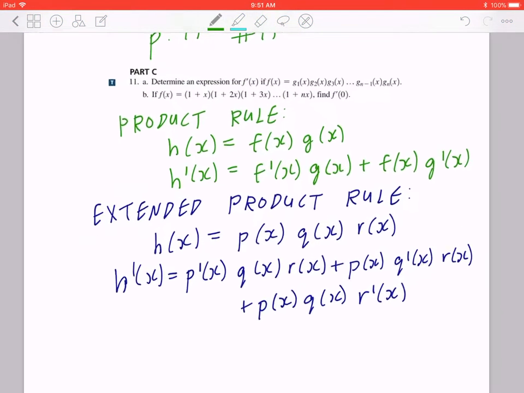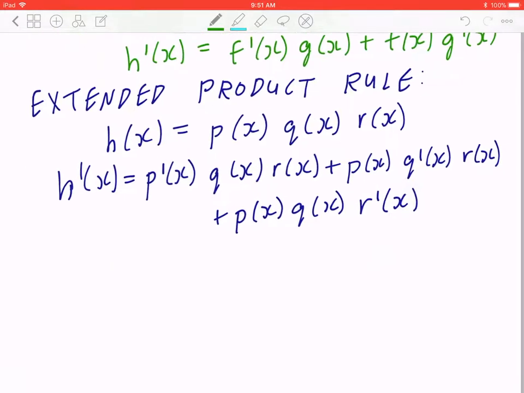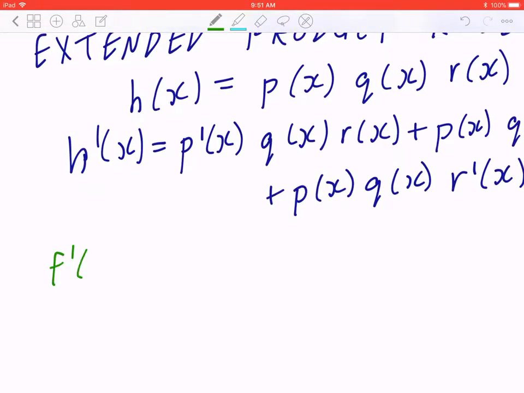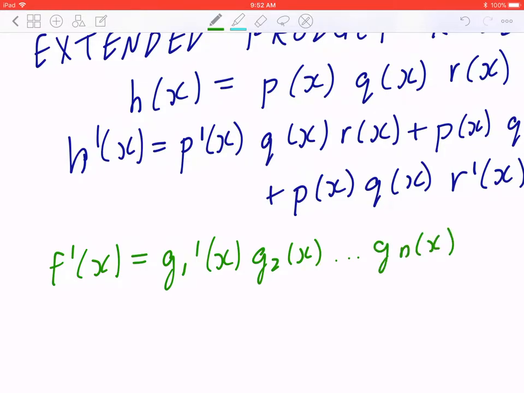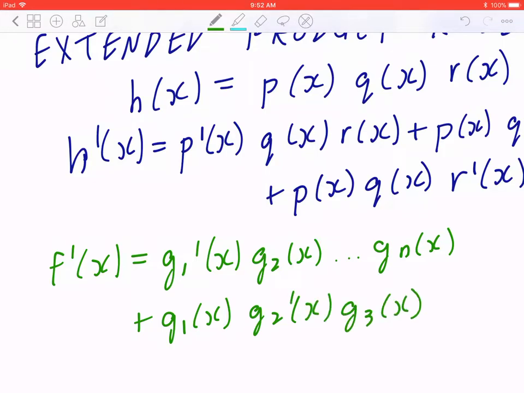Now we're ready to do part 1, or part A. So in this case, when you find f prime of x, you take the derivative of the first term. That's going to give you g1 prime of x times, and you copy everything else, so g2 of x all the way to that final term, gn of x, plus you copy the first term, you differentiate the second term, and again, you copy everything else.